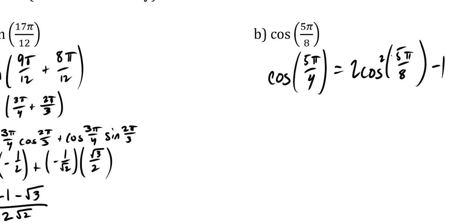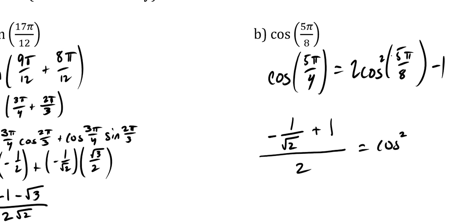So the cos of 5 pi over 4, that's in quadrant 3. I'm past 4 pi over 4, 1 past that. So that's negative. And cos of pi over 4 is 1 over root 2. So this is equal to negative 1 over root 2. I'm going to bring the negative 1 over. So plus 1. And then I'm going to divide the whole thing by 2. And I'm going to stop there, equals cos squared 5 pi over 8. So I moved the negative 1 and the 2 over to the other side.